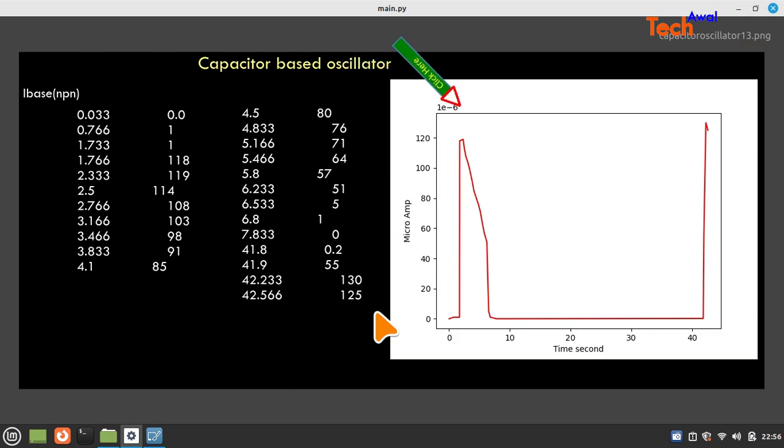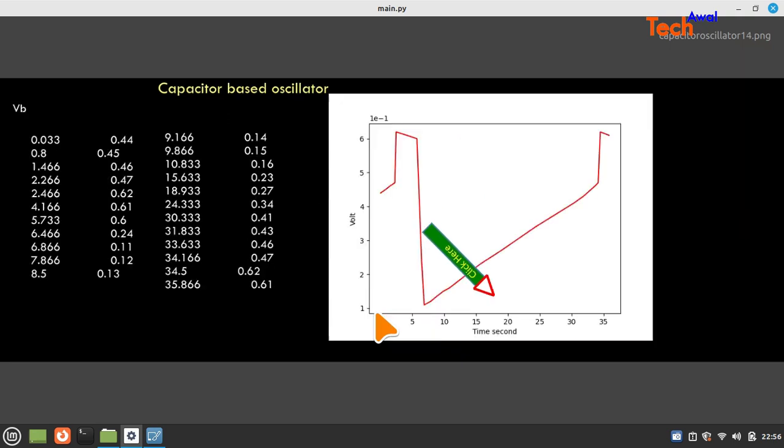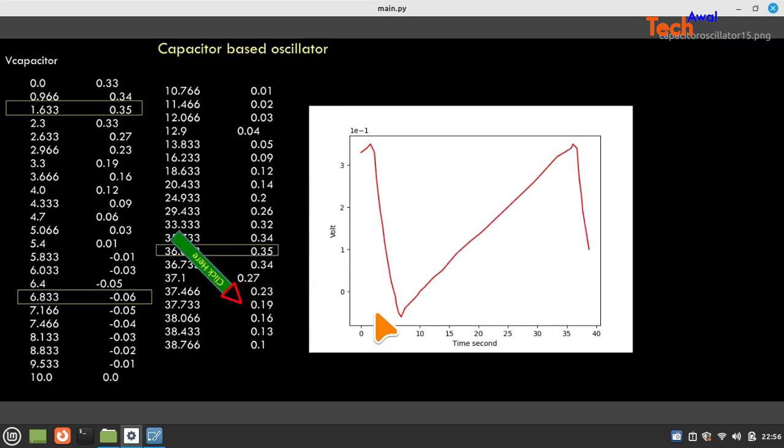So we saw the I base. The transistor becomes active and then the I base started losing current, and as the capacitor discharges, it becomes inactive. Now we'll see the most important, the voltage across the capacitor. First we see that it is at a high level, and then the voltage drops where the transistor becomes active. From this region to this region, the transistor is active. When the transistor is active, the capacitor is discharging.